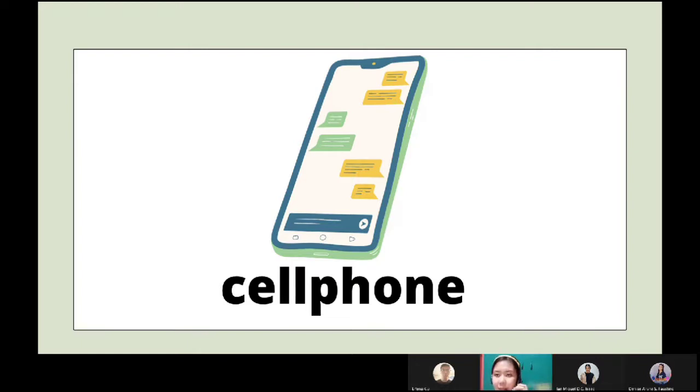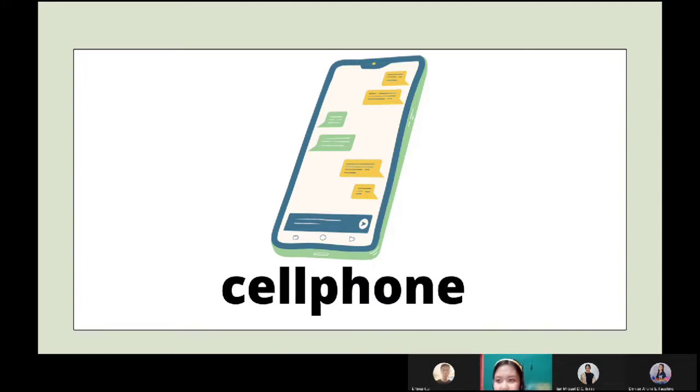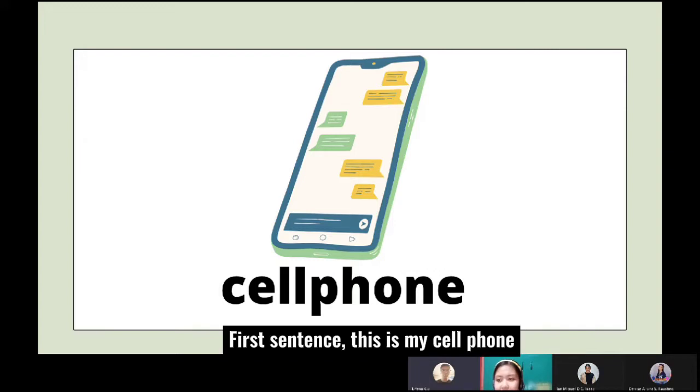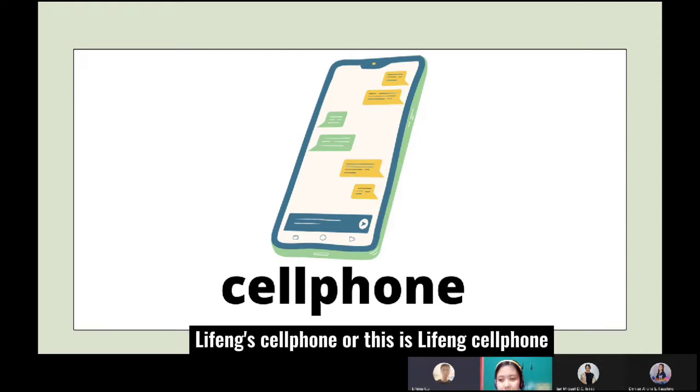All right, 3 minutes have passed. Li Feng, please share your answers. Okay, ma'am. First sentence. This is my cell phone. I use the possessive determiner my. Second sentence. This cell phone is mine. Third, for the apostrophe with S, this is Li Feng's cell phone.